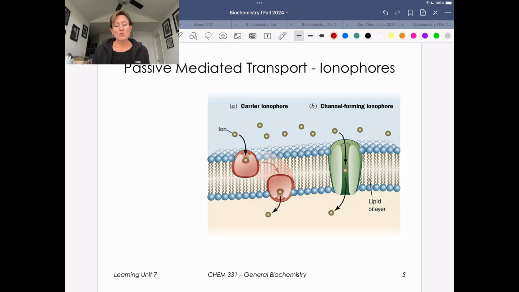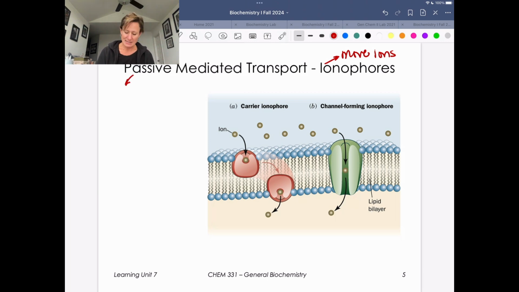So we're going to start moving on to individual videos that will talk about different specific transporters. This slide is going to be talking about two kinds of ionophores. Ionophores are substances that move ions. Specifically, both of the ionophores that we're going to learn about are passive mediated transporters. So again, making sure we break apart and understand those words.